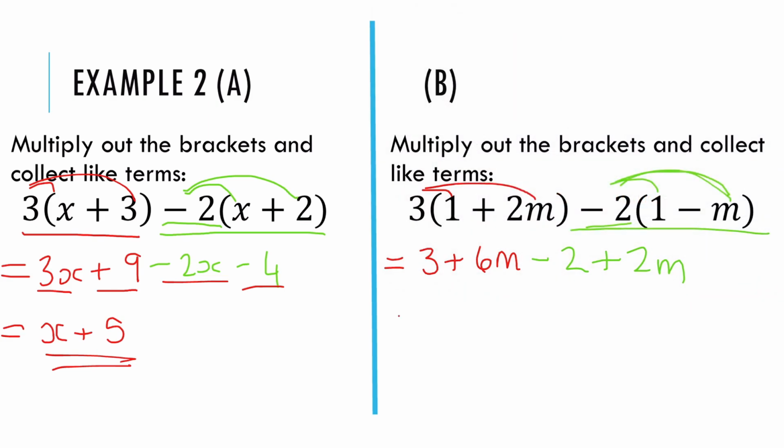Now we can collect our like terms. 3 take away 2 is 1. Plus 6m plus 2m is plus 8m. Or you could write that as 8m plus 1.